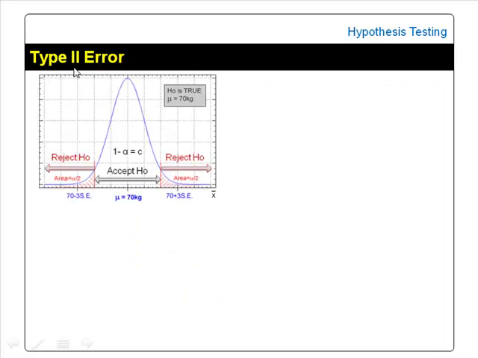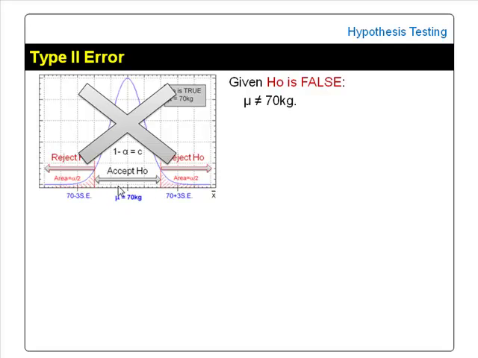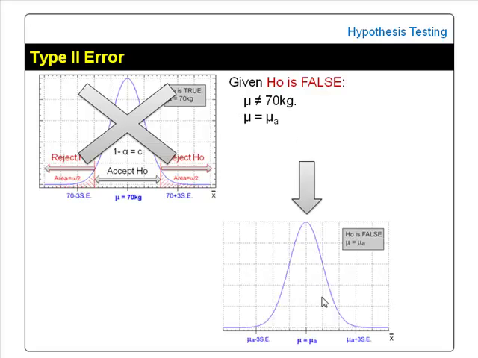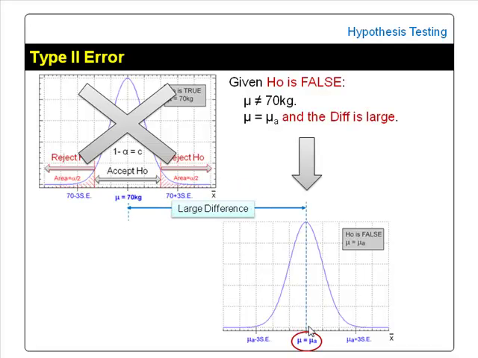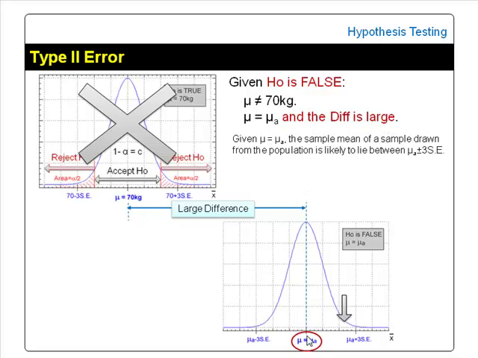Now we look into the details of type 2 error. Given the null hypothesis is false, that is, the mean weight of adults now is no longer at 70 kg. The mean weight of adults now has changed to μA. And the difference between 70 kg and μA is large. Given that the mean of adults now is at μA, the sample mean of a sample drawn from this population is likely to lie within ±3 standard errors from μA, 99.7% of the times.